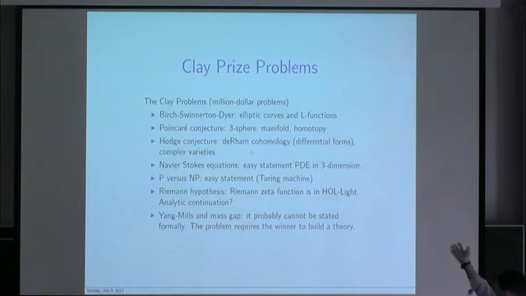Hodge conjecture: maybe you need de Rham cohomology. People have talked about cohomology theories, but maybe not de Rham cohomology. Yang-Mills. Okay, this is where we run into real trouble when we try to state things formally. My claim is that it probably cannot be stated formally. The problem sort of requires the winner to build a theory and then to prove something about that theory, so it's not really a well-specified problem.